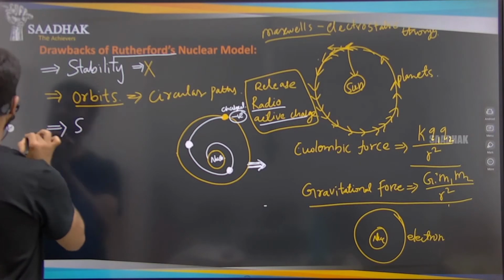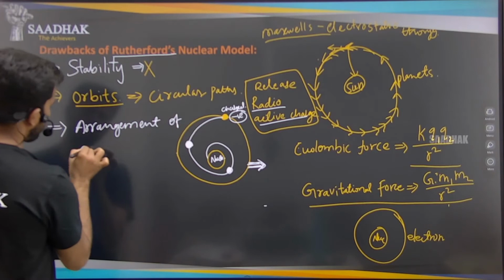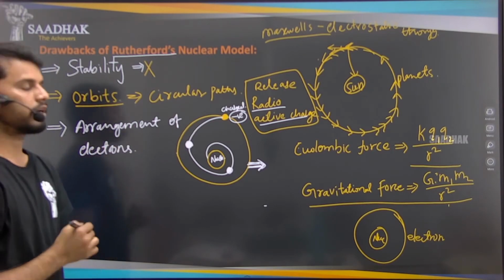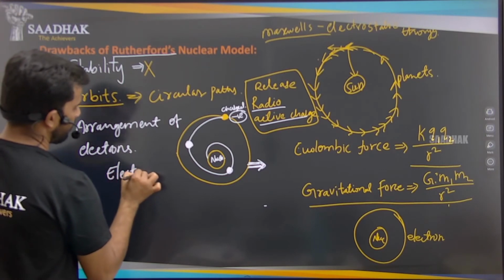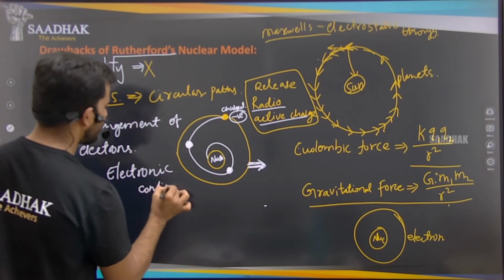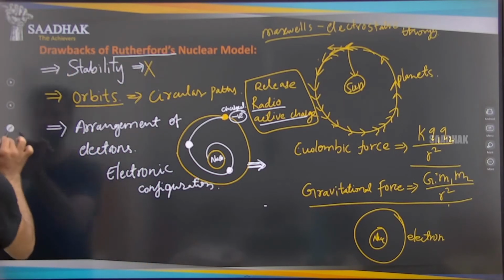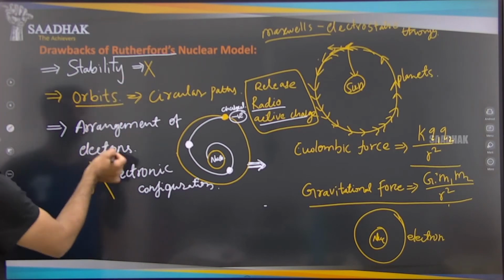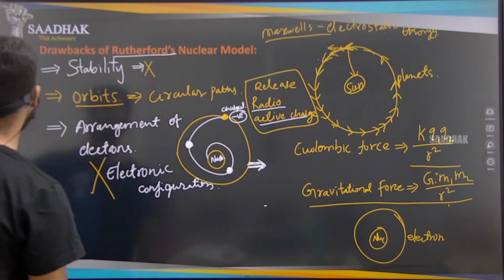what is the arrangement of these electrons, or we say the electronic arrangement or electronic configuration, as we already know, how these electrons are configured in that atom. That was not explained by Rutherford's model. So these are the two drawbacks of the Rutherford nuclear model. Okay, so this is about the Rutherford nuclear model.